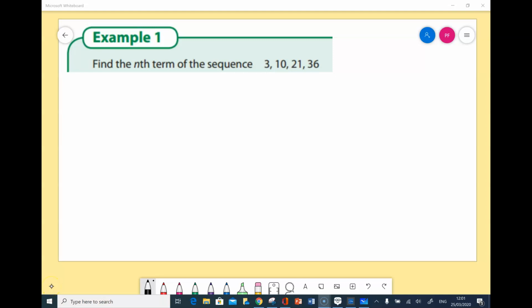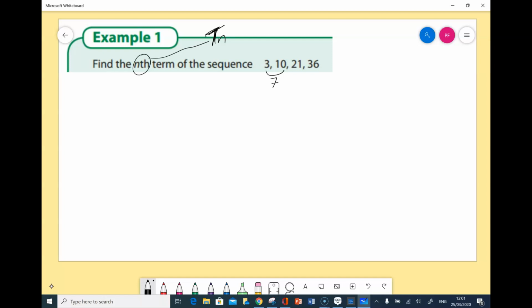Okay, so today's work is a bit more challenging. We're continuing with quadratic sequences. Find the nth term of this sequence. They basically want us to find the formula, the Tn formula, for this sequence. Well, let's check what type of sequence it is.